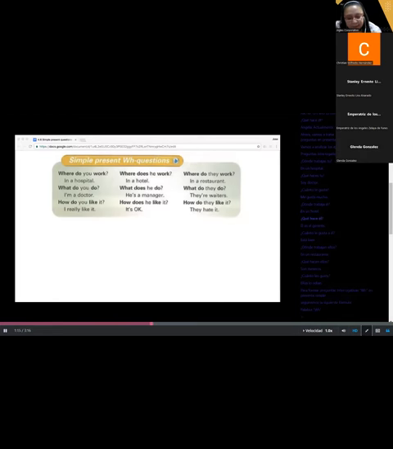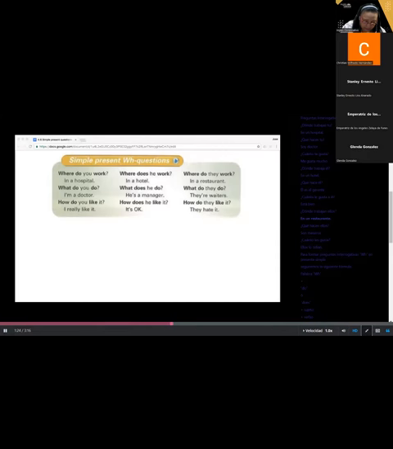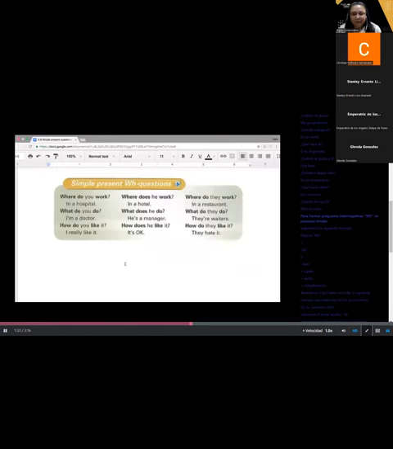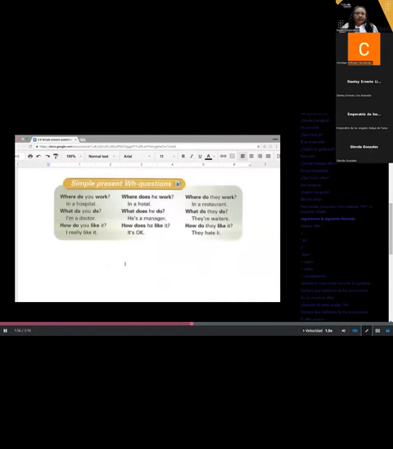Now, let's try to understand how to form simple present questions. Let's analyze the examples on the chart. Simple present WH questions. Where do you work? In a hospital. What do you do? I'm a doctor. How do you like it? I really like it. Where does he work? In a hotel. What does he do? He's a manager. How does he like it? It's okay. Where do they work? In a restaurant. What do they do? They're waiters. How do they like it? They hate it.